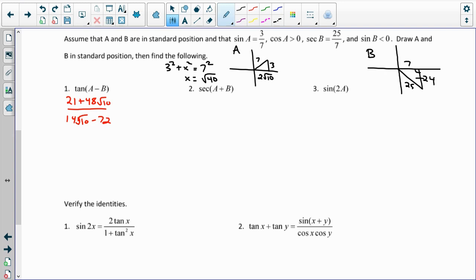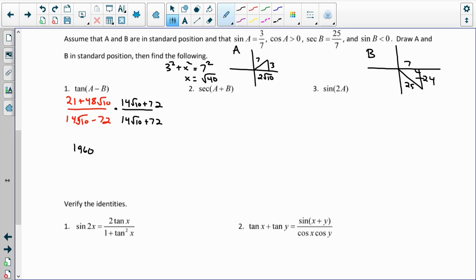But these numbers are kind of big, but I also have a radical in the denominator. So I have to multiply by the conjugate of the denominator. So 14 root 10 plus 72 gets multiplied by the top and bottom. And yeah, it's pretty nasty. 14 times 14 is 196, and root 10 times root 10 is 10. So that becomes 1,960. And then the middle terms cancel.